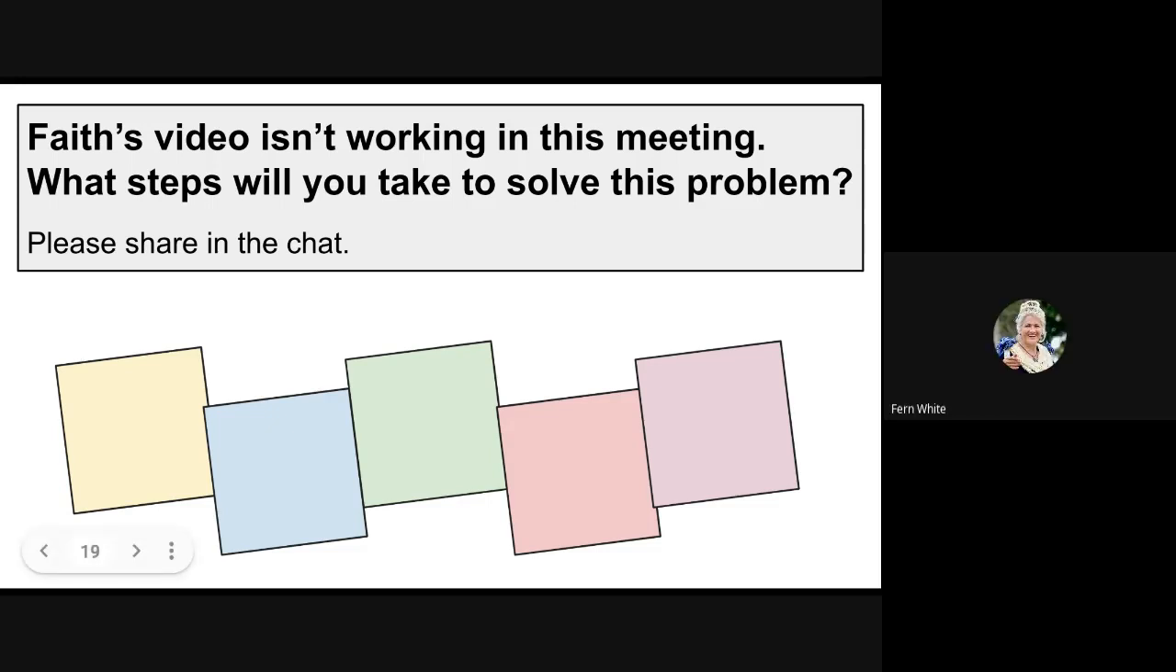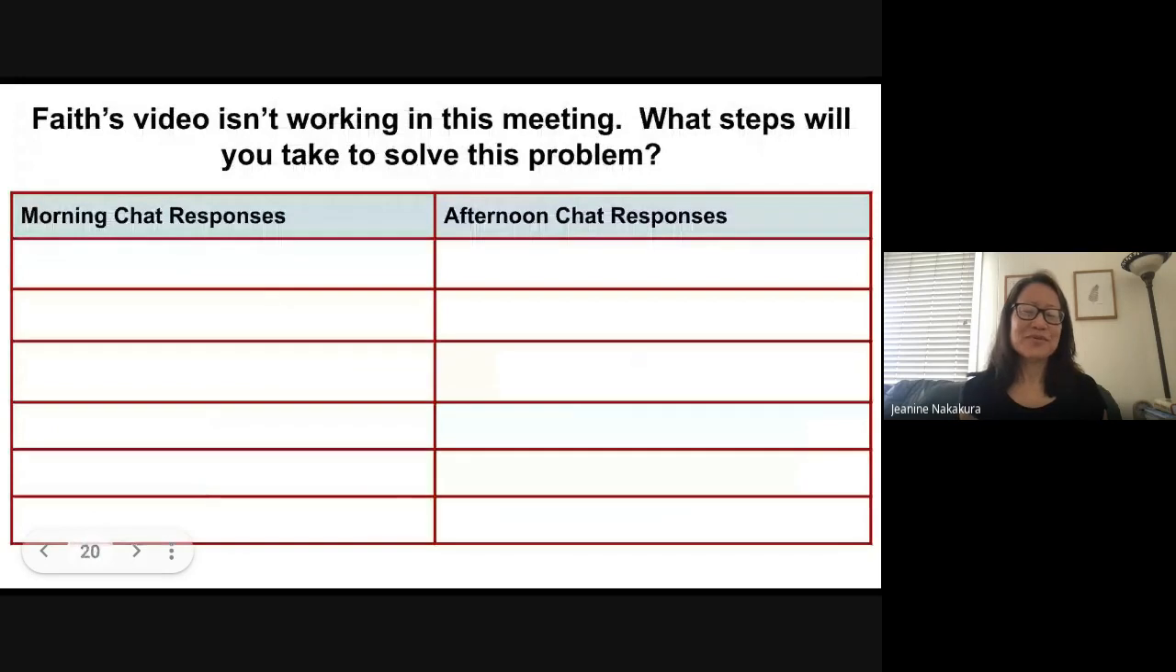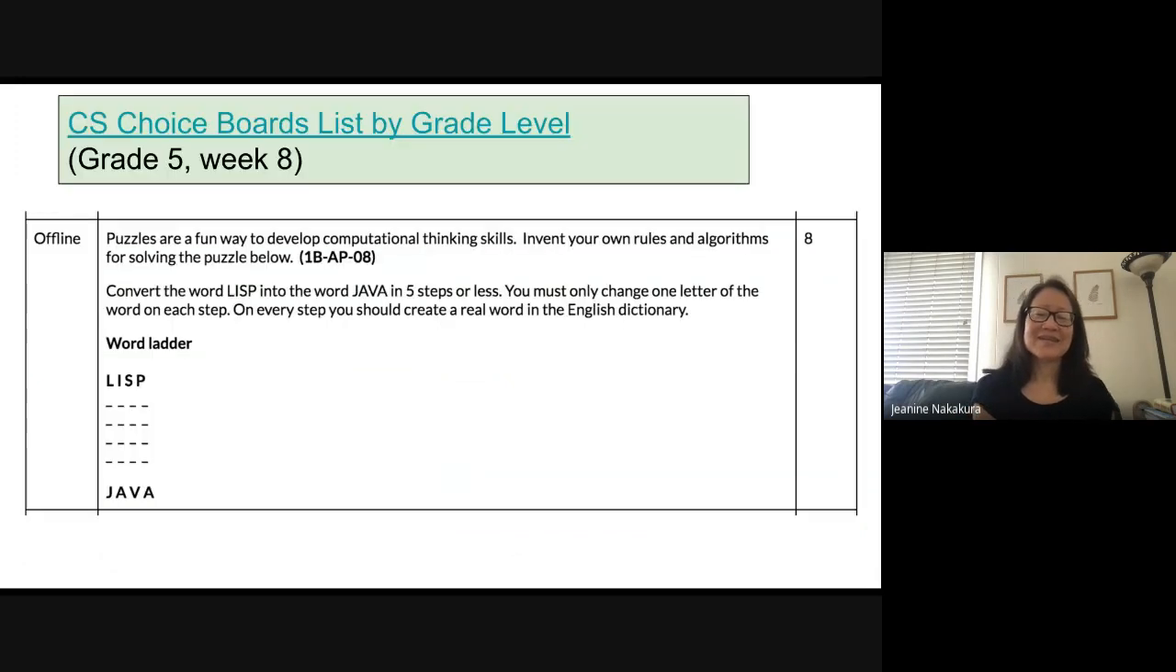So what we'll do is we'll record, for people who are watching the recording, we'll write down the possible solutions in the slides so they can see it later. Okay, next slide.